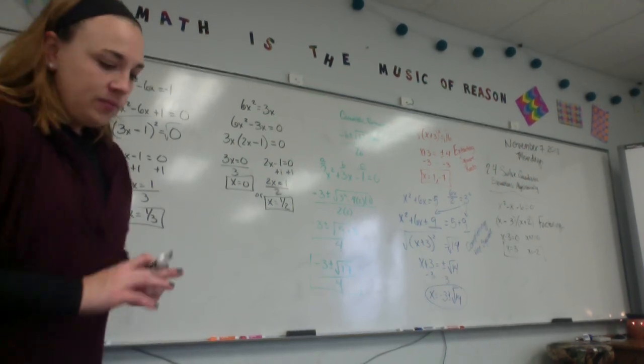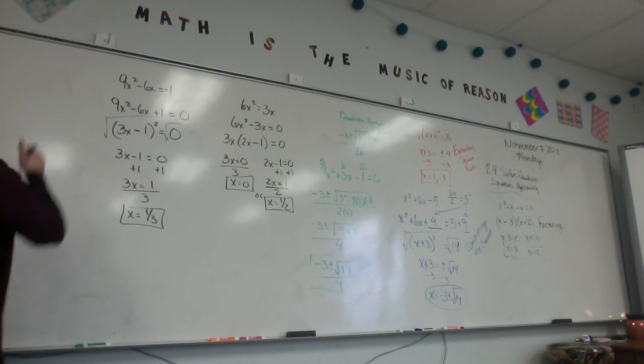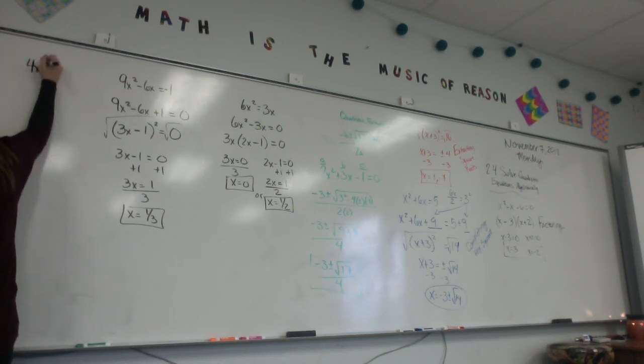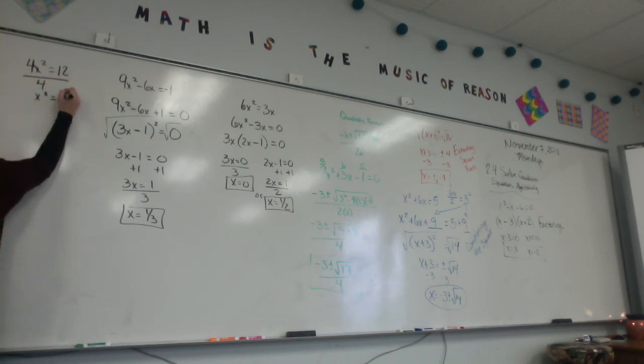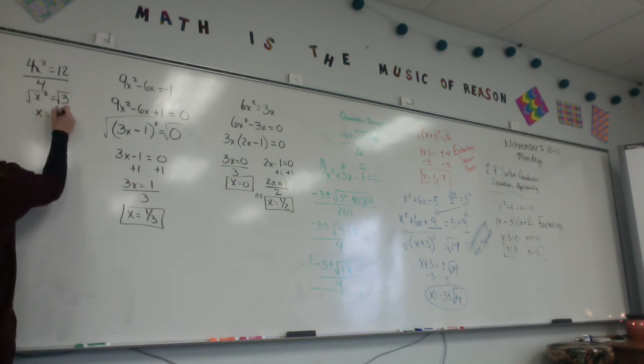Okay. Let's look at a few more. Tell me about this. What happens if I have 4x squared equals 12? How do I solve that? Divide by 4. You get x squared equals 3. Now what? Square root. Take the square root. So x equals plus or minus radical 3.